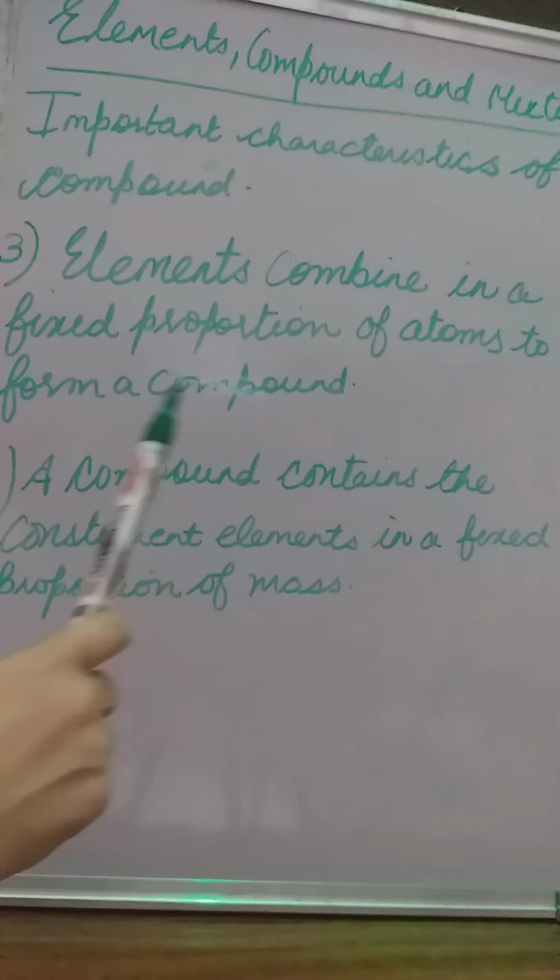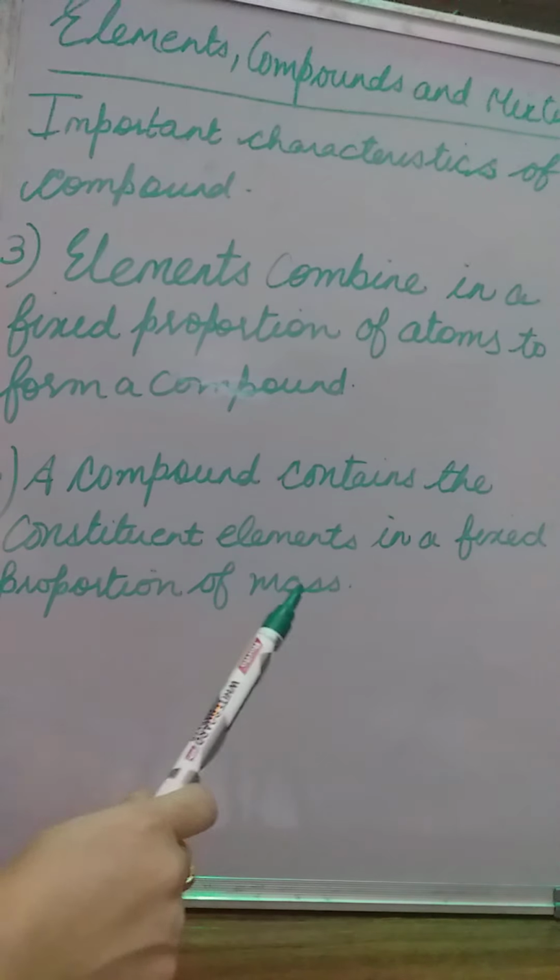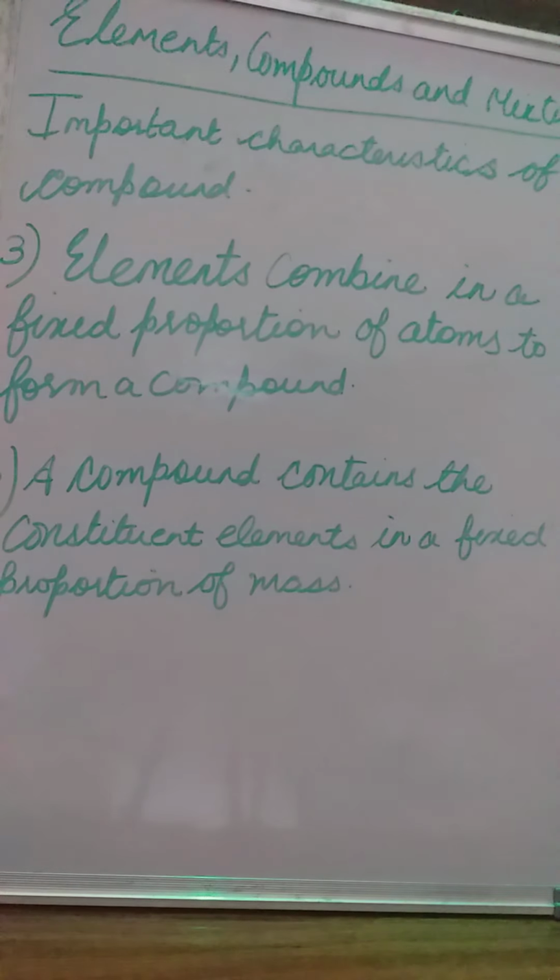Next, number 4, a compound contains the constituent elements in a fixed proportion of mass. Right, the very first one was that elements combine in a fixed proportion of atoms to form a compound. Number 4 is saying that a compound contains the constituent elements in a fixed proportion of mass. So for example, 1 gram of hydrogen reacts with 8 grams of oxygen to form 9 grams of water. So what will be the mass ratio? The mass ratio of hydrogen and oxygen in water will always be 1:8.